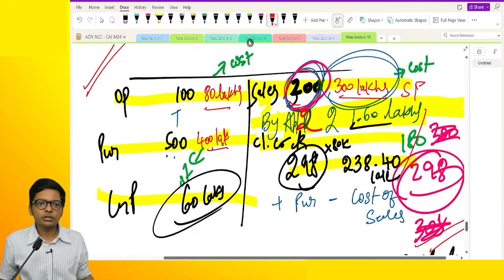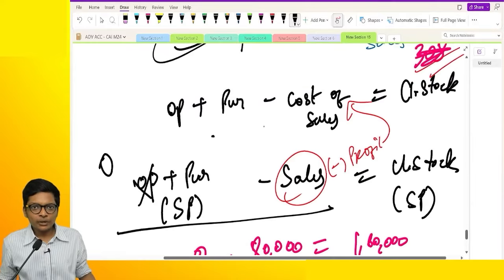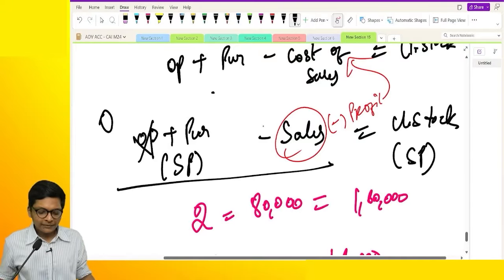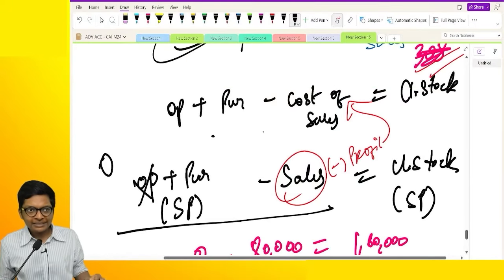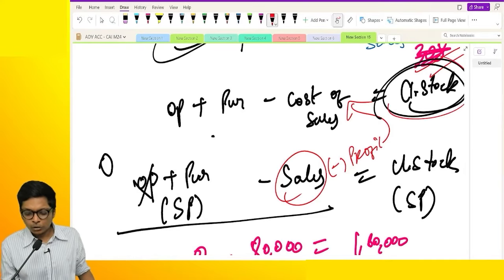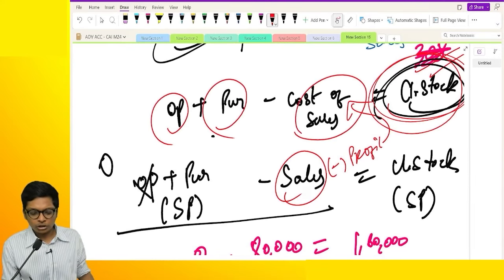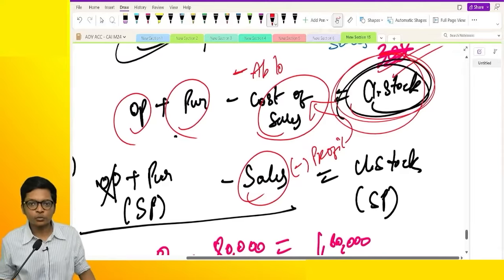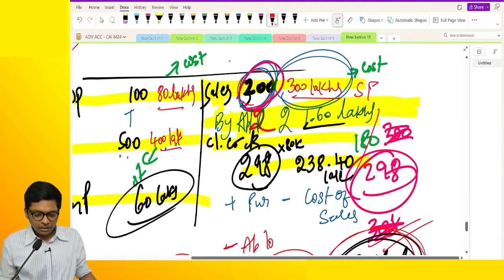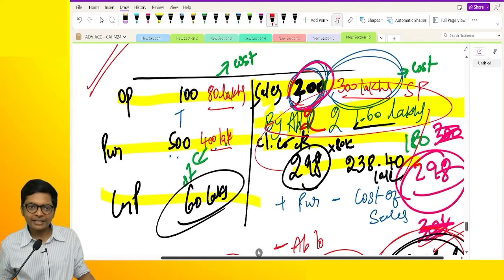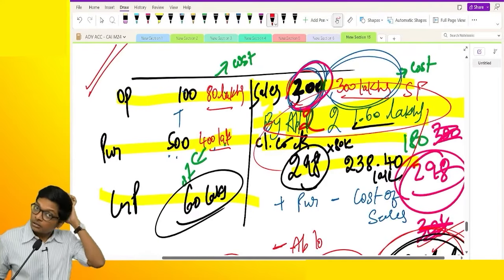Okay. Any doubts? So this is our equation. In this equation, for abnormal loss, I will do opening stock plus purchase minus cost of sales, and if I want to find closing stock, it comes in the equation. Correct? Because I am writing abnormal loss over here. Are you guys following? Clear, guys? Done? Yes, Sanjeev.